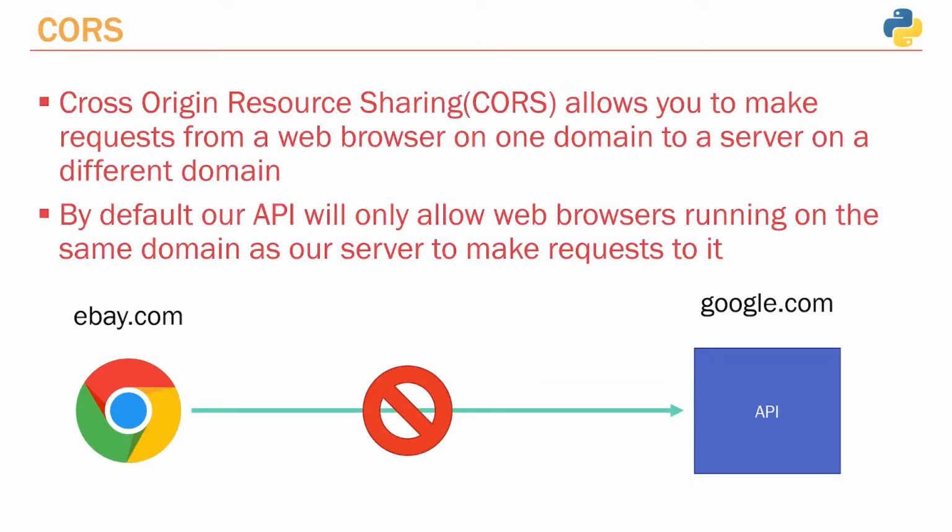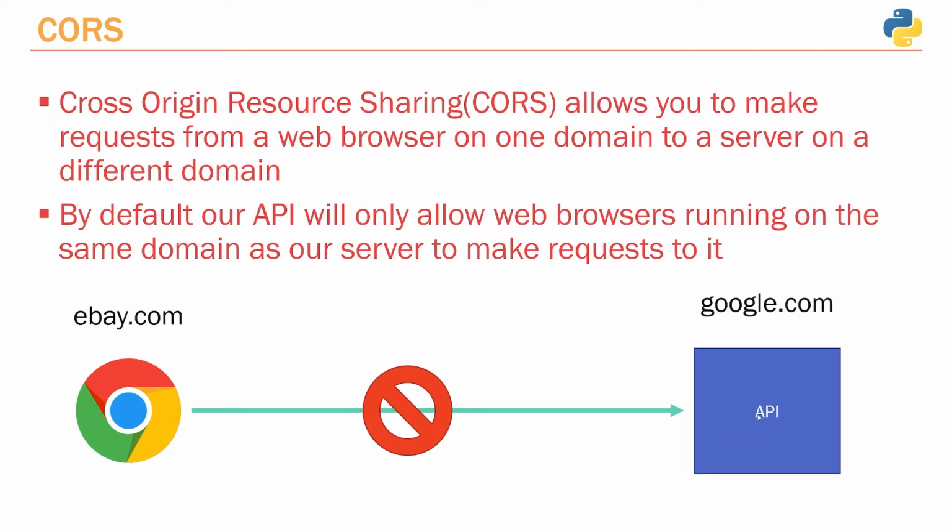So what exactly is CORS? CORS is short for Cross-Origin Resource Sharing. CORS allows you to make requests from a web browser on one domain to a server on a different domain. And by default, when you configure an API, whether it's in FastAPI or any other framework or language, you will only be allowed to send requests from a web browser running on the same exact domain as your server. So what exactly do I mean by that?